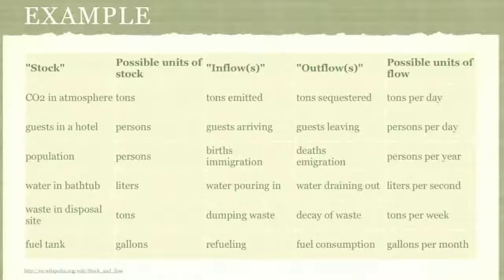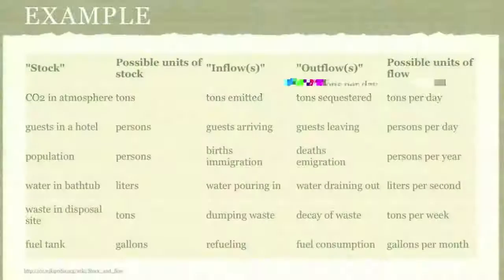Look at population, very important for our cities. Population measured, of course, in persons. The inflow would be births or immigration. The outflow would be deaths or emigration. And the possible units of flow would be persons per year. Then the water in the bathtub, I already mentioned that, but important also for cities again is the waste in a disposal site. And measured in tons again, then inflow would be dumping waste, and outflow would be the decay of the waste, and the possible unit of flow would be tons per week.